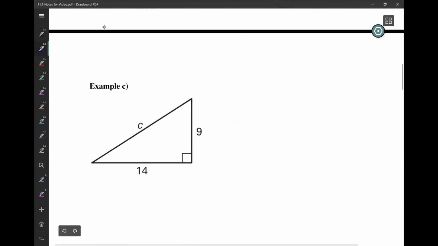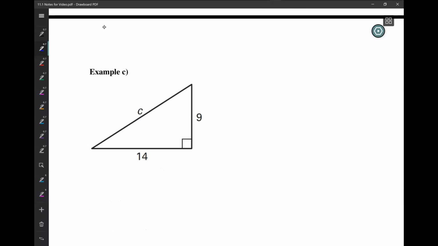First, let's look at example C on the notes. Example C has a triangle with sides of 9, 14, and c. The side across from the right angle is c, so that's the hypotenuse, and the 9 and the 14 are legs. So leg squared plus leg squared equals hypotenuse squared.